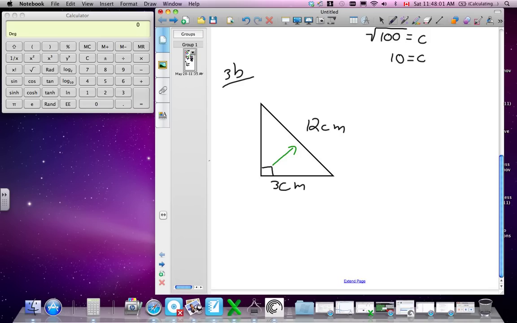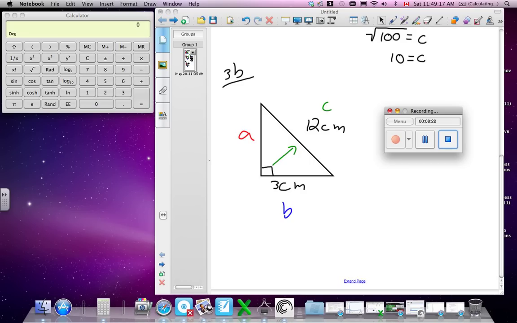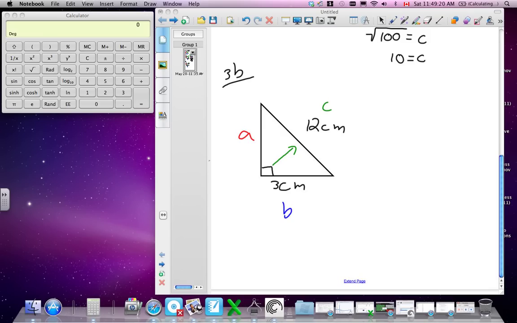So it's the hypotenuse. So what letter do we give it? C. What letter do you want to give 3 centimeters? B. Sure. Let's give B. And then what are we missing? A. That's right. So we're missing side A. Okay, good. So we've named our triangle. And I'll do the formula in black. So it's a squared plus b squared equals c squared, right?